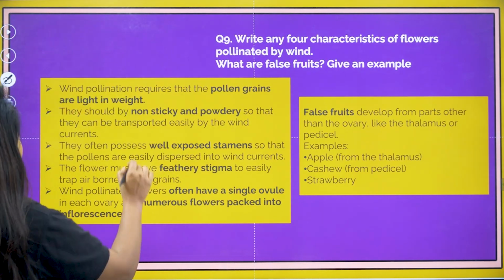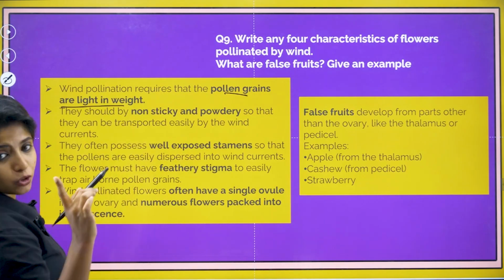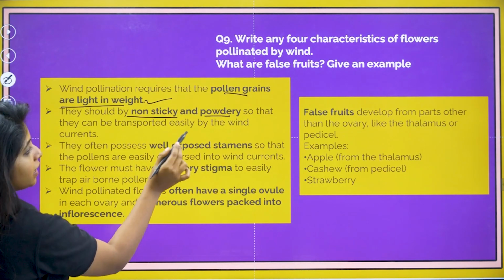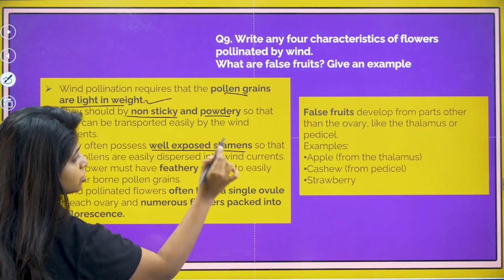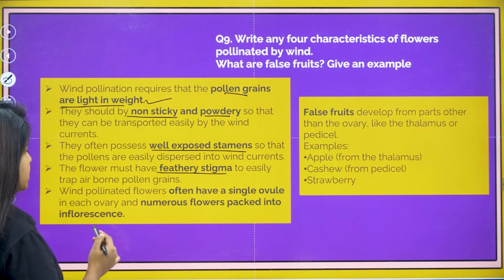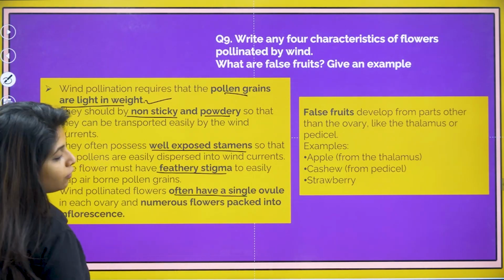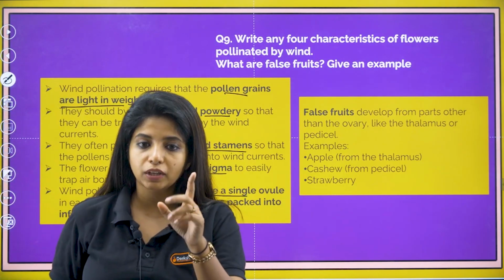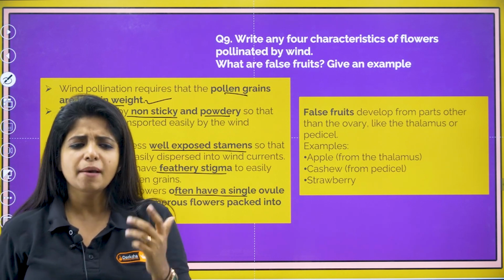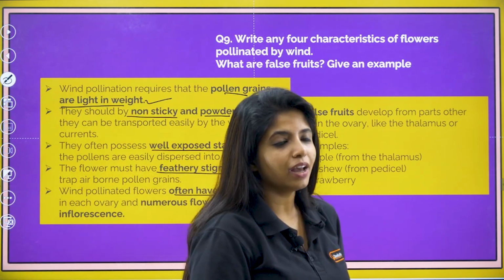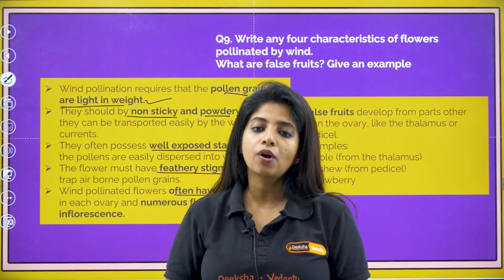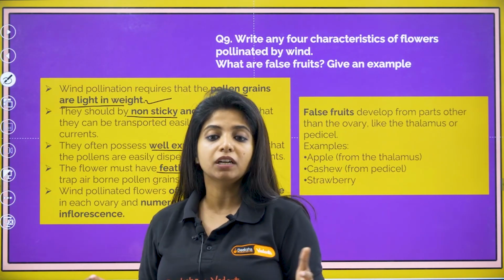So first thing, wind pollination requires that the pollen grains are light in weight, non-sticky and powdery, so that they can be transported easily. They often possess well exposed stamens, I told you, and also a feathery stigma to easily trap airborne pollen grains. Usually the flowers have a single ovule. They don't have multiple ovules, my dear children, they have one ovule. Why? Because wind pollination is not a sure event. It can happen, it may not happen. So you do not want to waste your plant's energy in making multiple ovules.